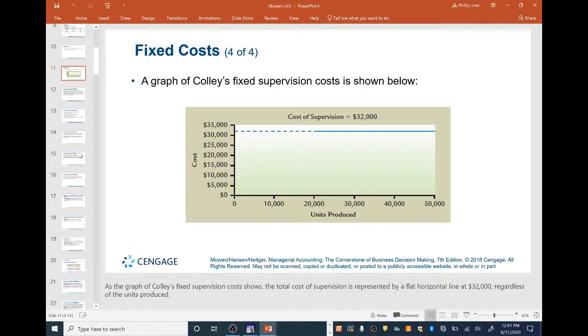So once again, a graph of Kali's fixed supervision cost is shown below. We can see here units produced is on the bottom on the horizontal axis. On your vertical axis, you have the cost, incrementally increasing as we move up vertically on the line, and units produced increases as we move out to the right. But we can see here that the cost of supervision of $32,000 is fixed no matter how many units we produce, right? So it's a fixed cost. This is just an actual visual on a graph, so we can see it's something different than just a verbal explanation of it. A lot of times it's good to get a visual of what you're reading.